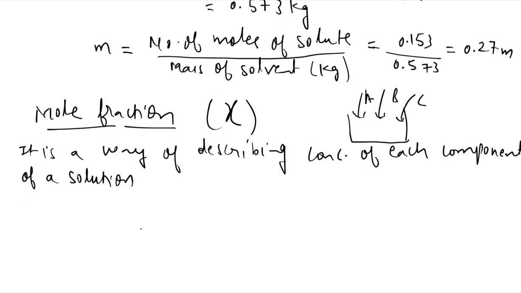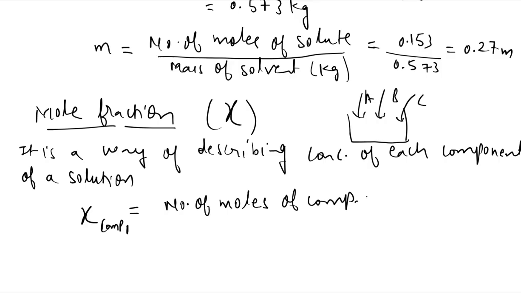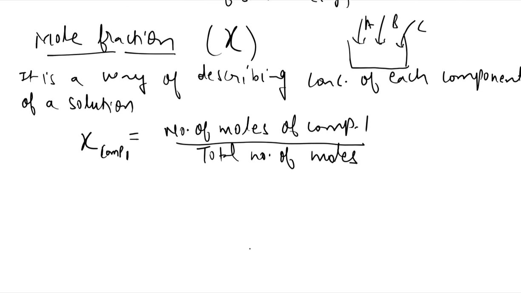And the formula for this is, let's say we want to find the mole fraction of component 1. This will be given as the number of moles of component 1 divided by the total number of moles. Okay, so I'll give you a simple example.